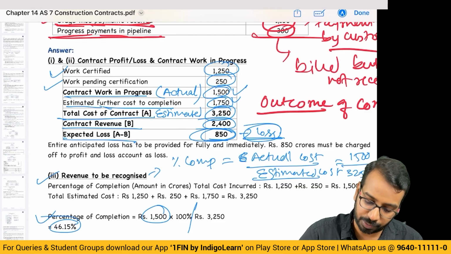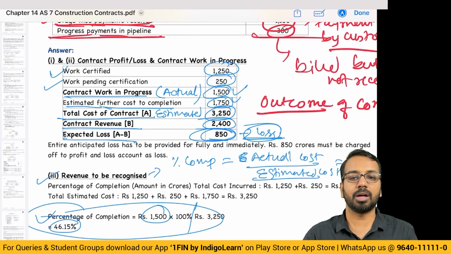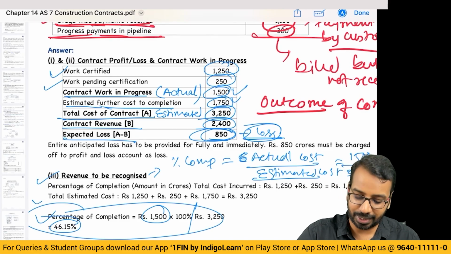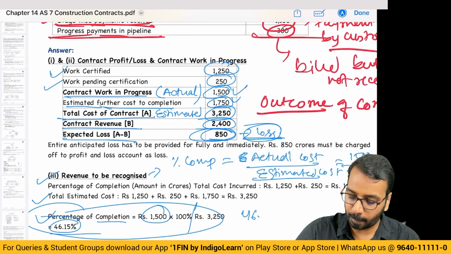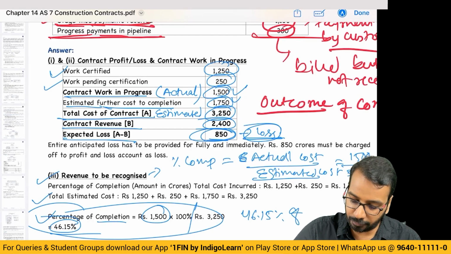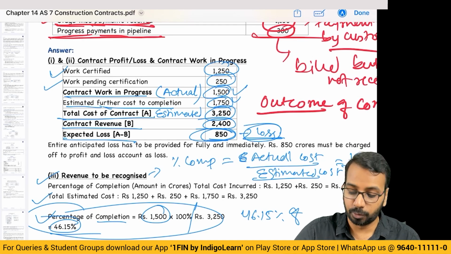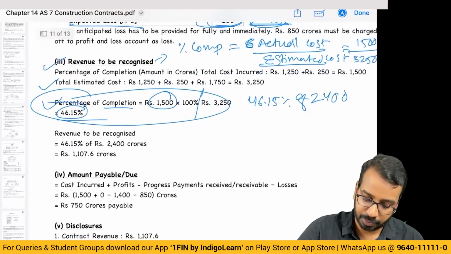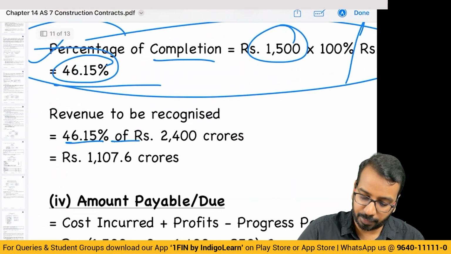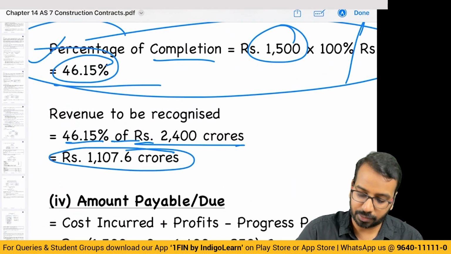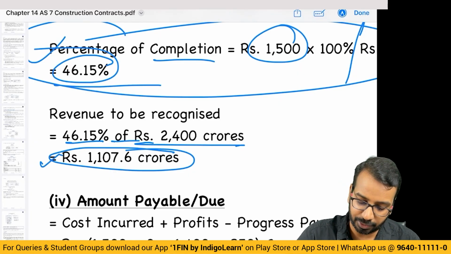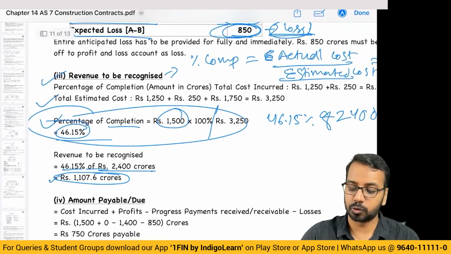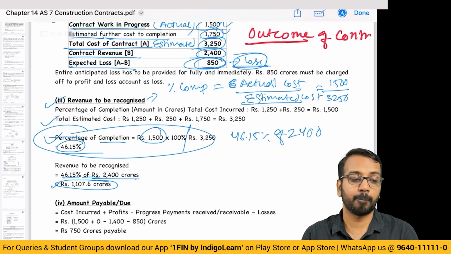This is the most important calculation you will do because all the remaining steps will be dependent on this particular calculation. So percentage completion is 46.15, percentage of revenue. Revenue is 2400. That is 46.15% of 2400, 1107.6 crores. So this is the revenue to be recognized. So far clear? Any questions so far?